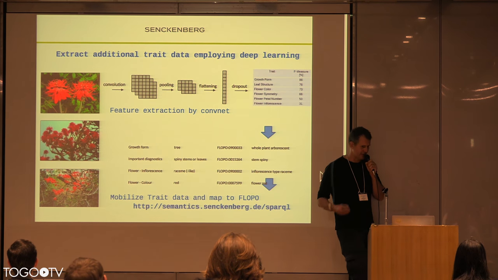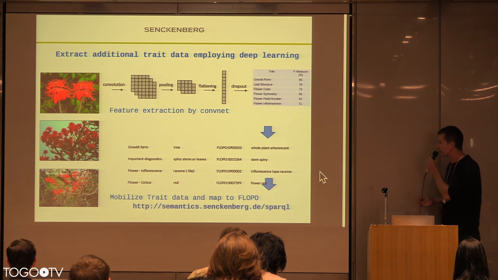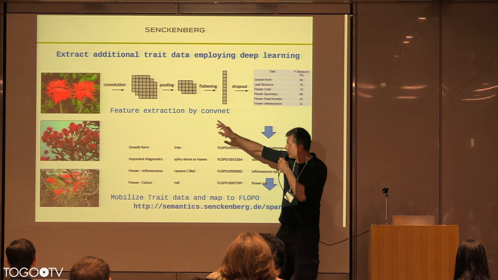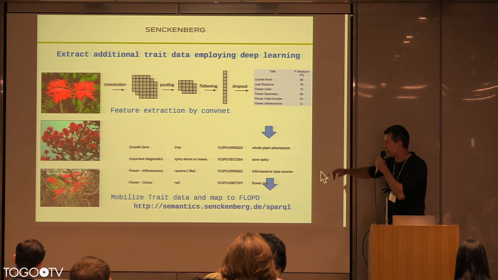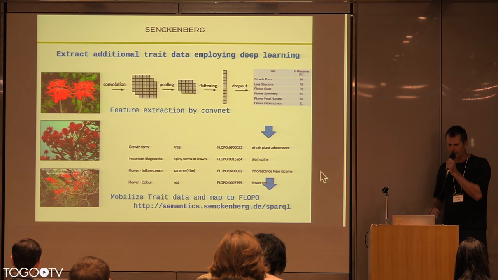We have additional training data from a deep learning approach. This is done by Mona Anshulani, already mentioned today, who was a PhD student of Rob. We use images, do deep learning on these images, and extract additional traits. So the idea is to use deep learning to extract additional information from images.